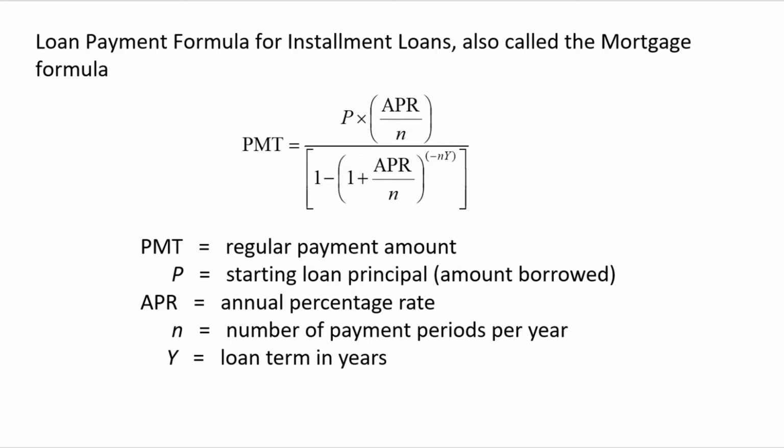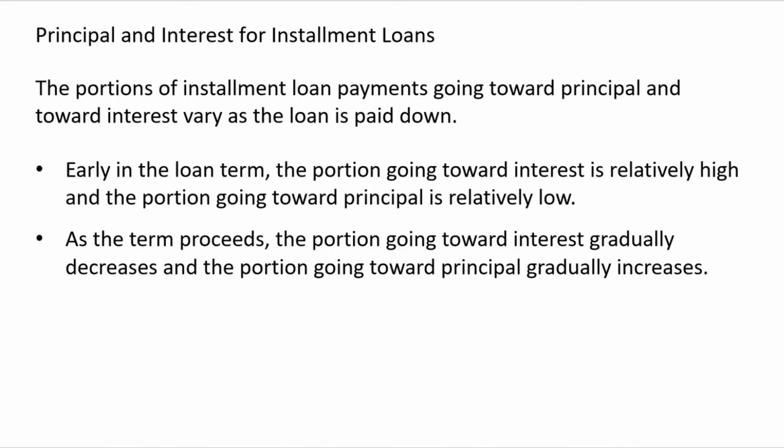PMT stands for regular payment amount. P is the starting loan principal, often called present value. APR is the annual percentage rate. N is the number of payment periods per year, and Y is the loan term in years.